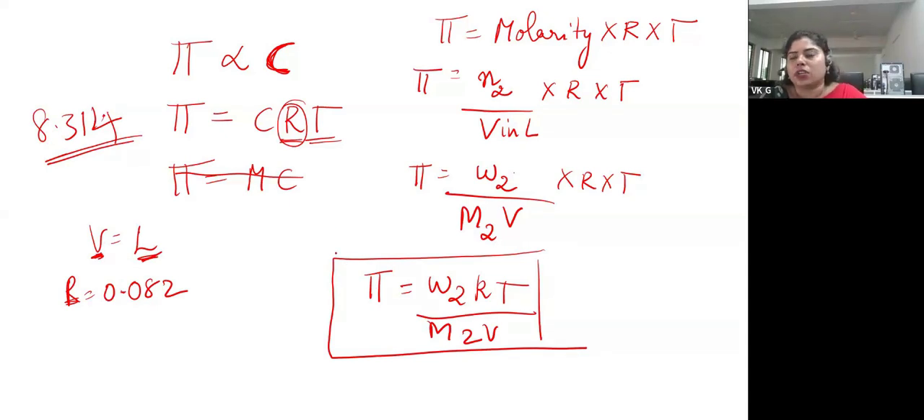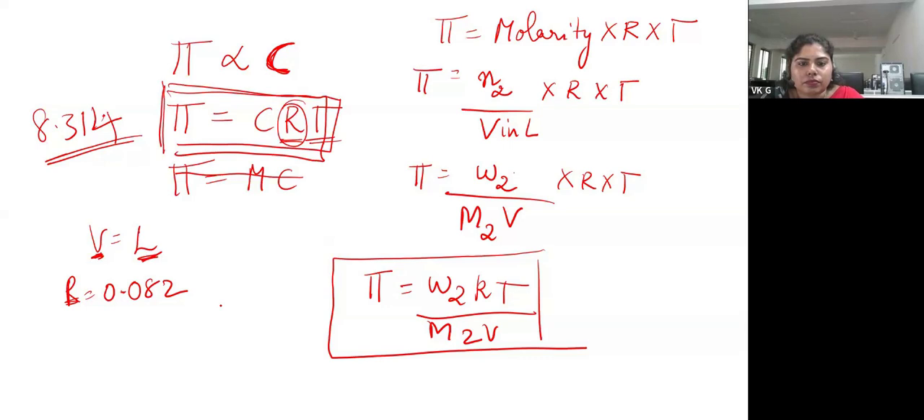So please note down the formula. Pi is equal to W2RT divided by M2 into V. And also this formula, pi is equal to CRT. Very, very important for competitive part. Pi is equal to CRT. This is also important.